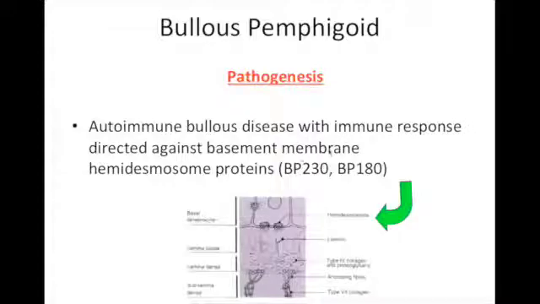Again, we talked about this. The antigen target is BP antigen 1 and 2, which is BP antigen 180 and 230. You'll see the target here, the hemidesmosome. Okay, so it's within the basement membrane zone and the basilar layer of keratinocytes.